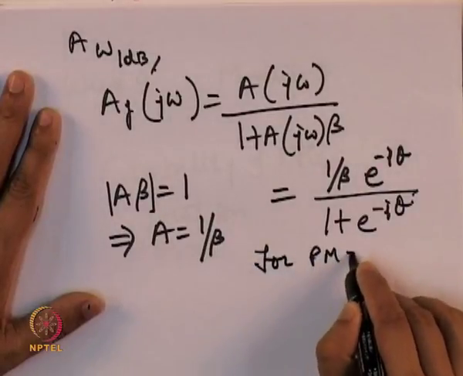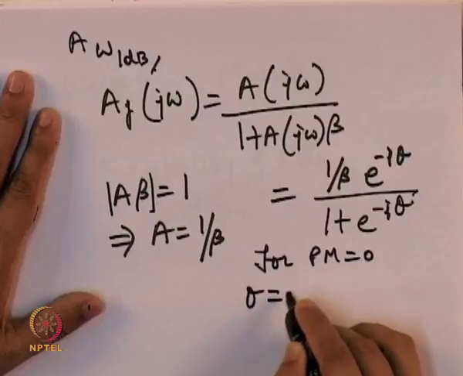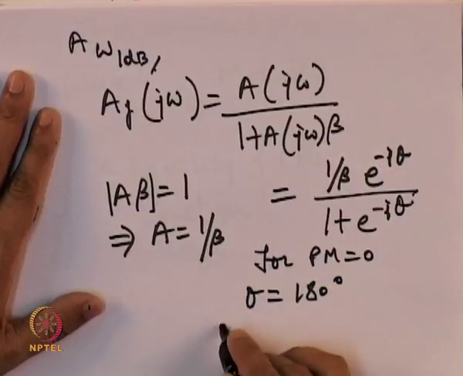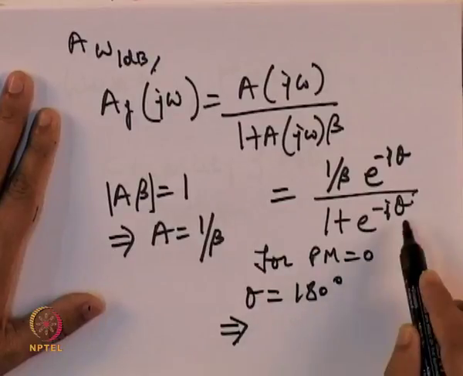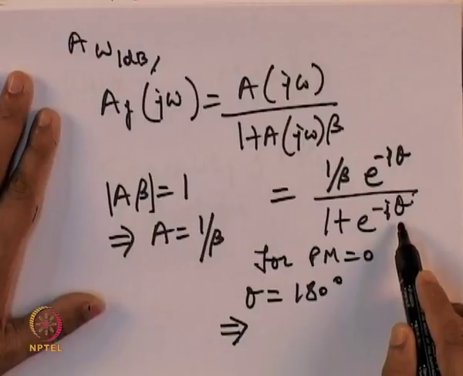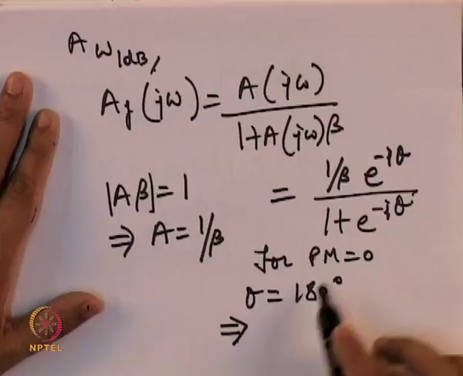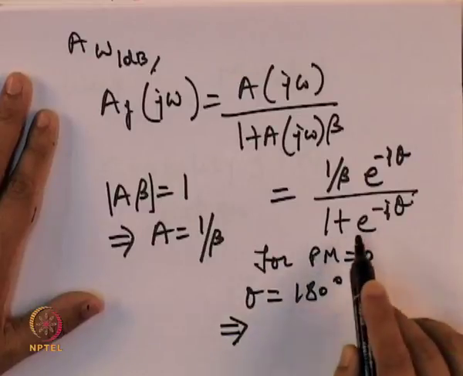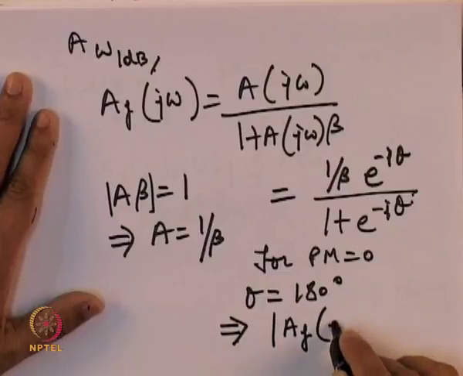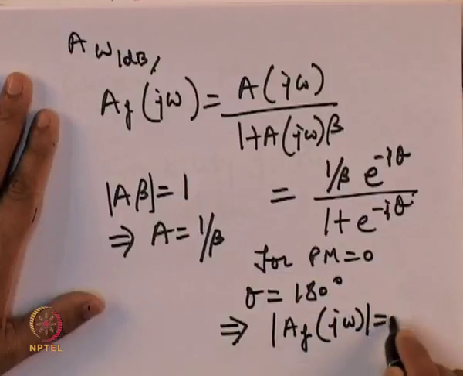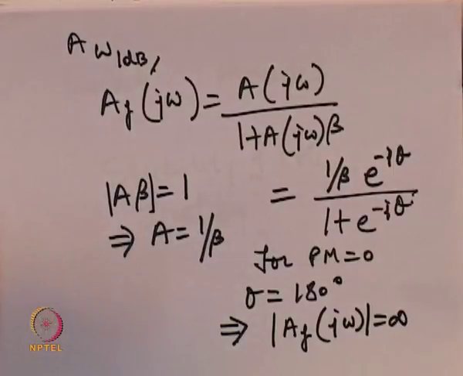Now, for phase margin equal to 0, theta should be equal to 180 degree. This implies what? If theta is equal to 180 degree, then my denominator vanishes. So, this implies that AF of j omega will be equal to infinity, which is clearly an unstable system.